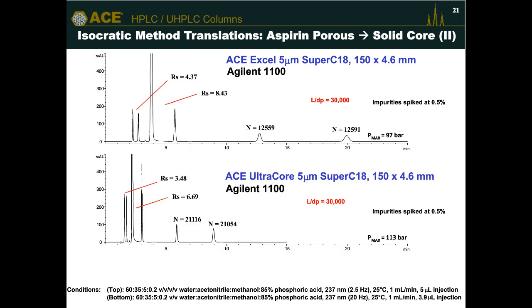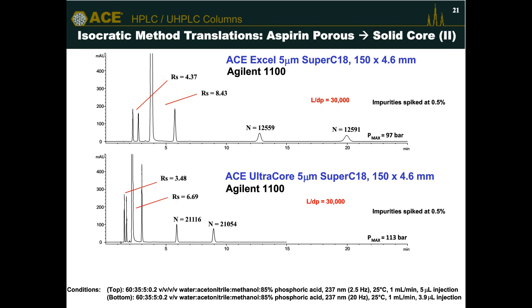So here's the results from that experiment. We have run the same sample on both columns. All we've done is adjust the injection volume. So we've got a lower injection volume for the solid core, and we've turned up the sampling rate on the detector because we've actually got narrower peaks, so it just describes those a bit better.